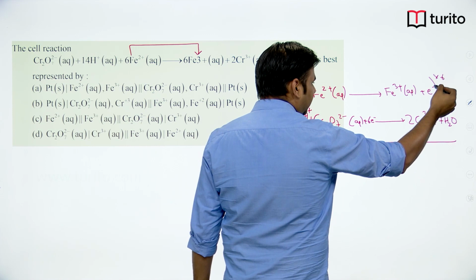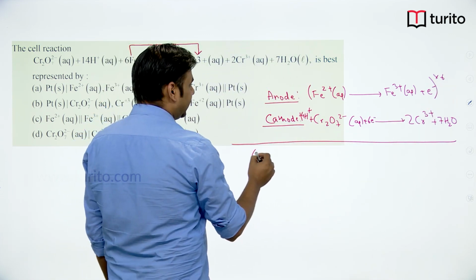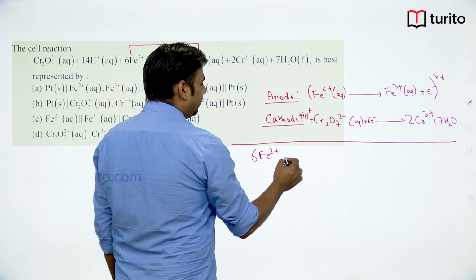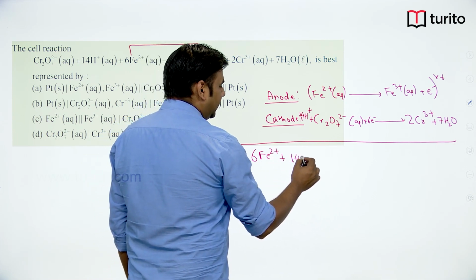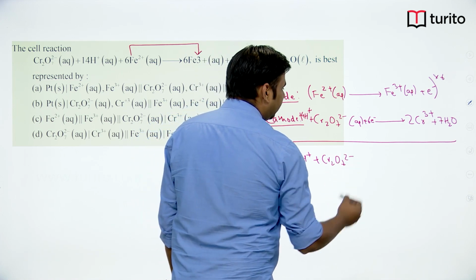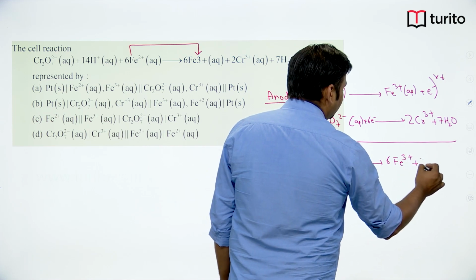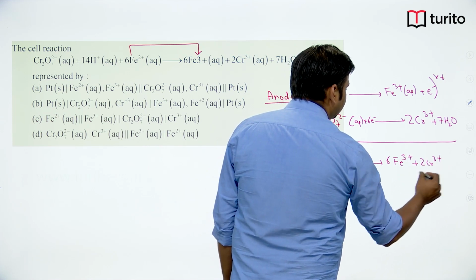When you add, this electron is in the product, this electron is in the reactant, so they will get cancelled out. So we will get 6 Fe2+ + 14 H+ + Cr2O7 2- changing into 6 Fe3+ + 2 Cr3+ + 7 H2O.